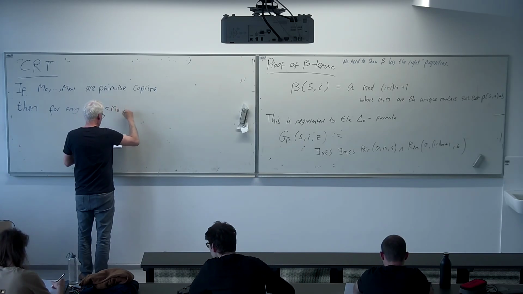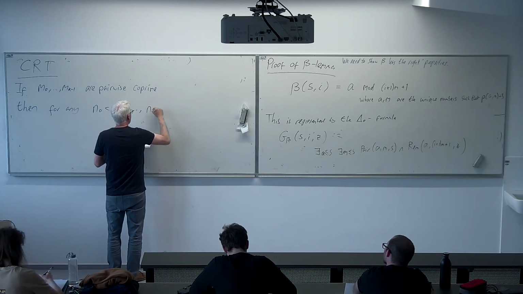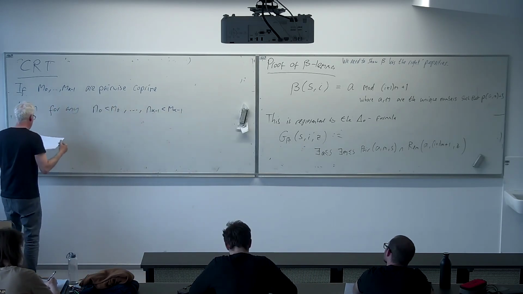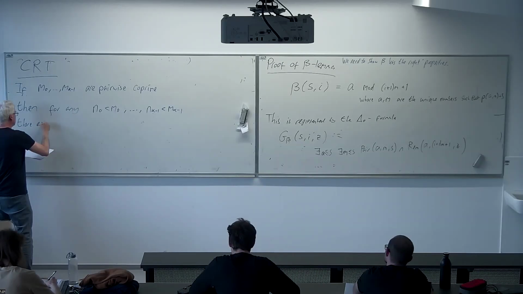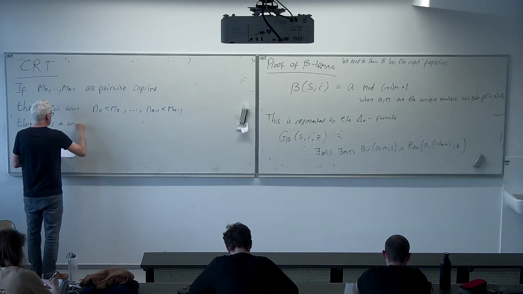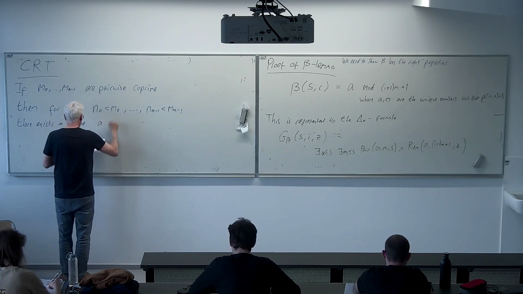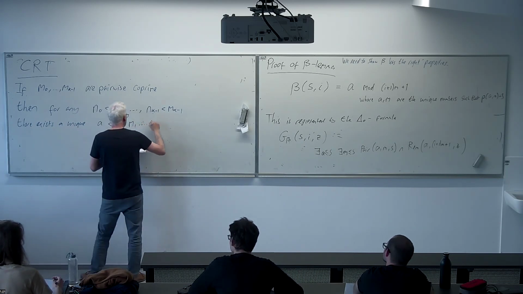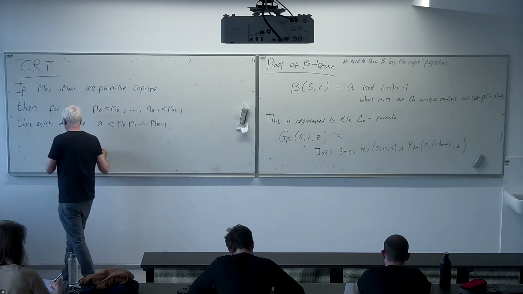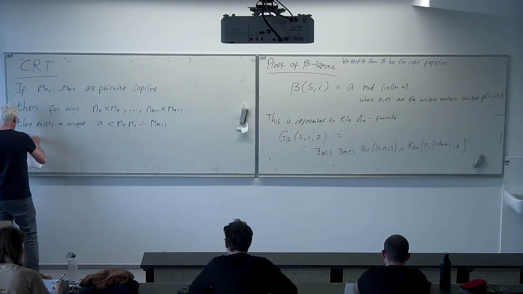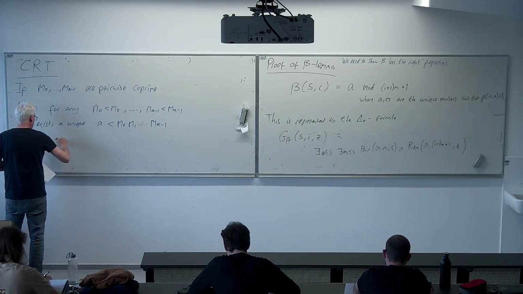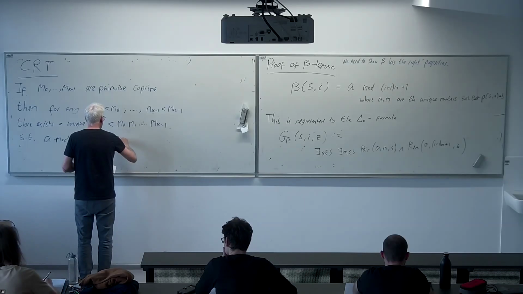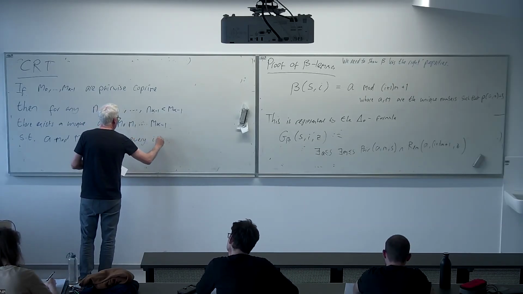So each of them. There exists a unique A less than the product of all of them, such that A modulo mi equals ni for every i less than k.